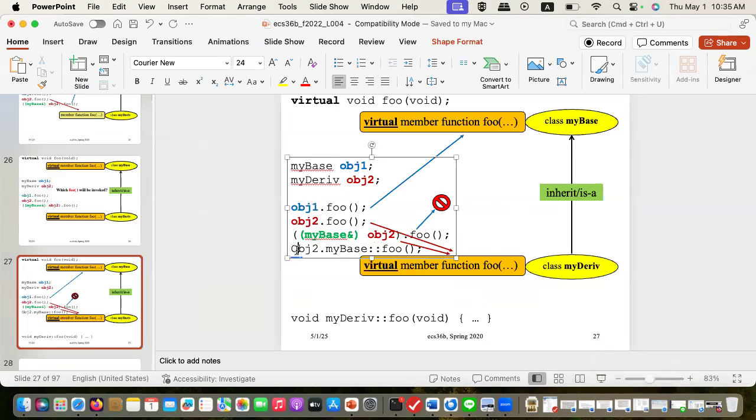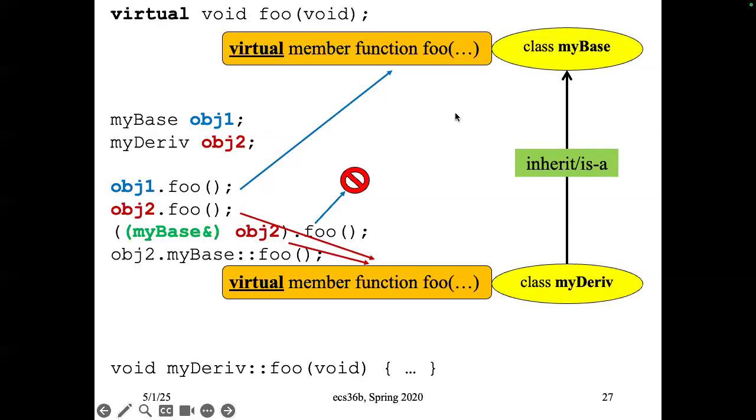Let me put this obj2. If I want to treat it in a different way, if I really want the code to call the version in the base class in the inheritance hierarchy, I can still do that in the virtual function. I can just say obj2.MyBase::foo, which explicitly tells the compiler I want to invoke that particular version associated with the class MyBase. But I'm actually going to focus on this line right now, because this is the core.